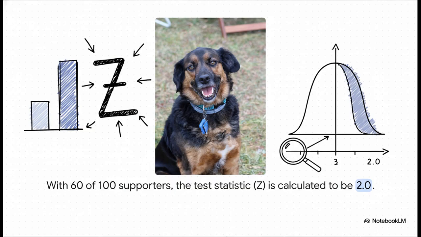All right, time to process the evidence. We take our poll result, 60 out of 100. We run it through the formula, and boom, we get a Z statistic of 2.0. This single number, 2.0, that's our entire case. That's the strength of our evidence against the idea that nothing has changed.